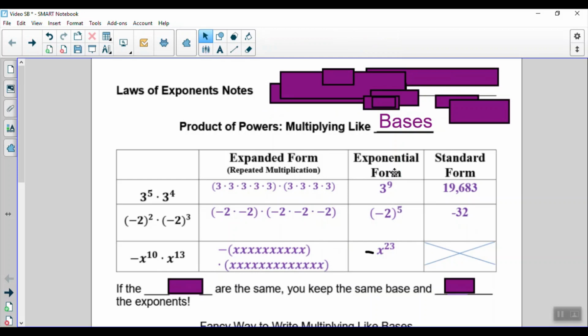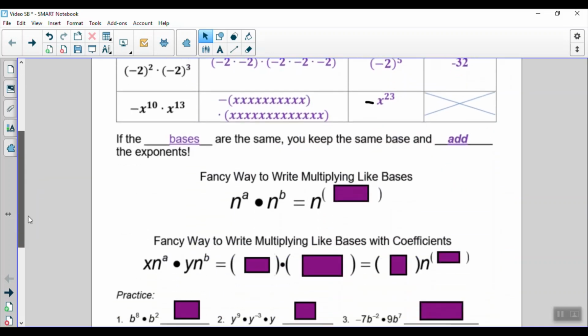Okay, so hopefully we saw a pattern in our exponential form so that we can jump straight to this. If our bases are the same, 3, 3, negative 2, x, x, those are the same bases, you keep the same base over here, and you add your exponents. 3 plus 4 is 9, 2 plus 3 is 5, and 10 plus 13 is 23. So we don't have to write this whole middle part. We can if it helps you, but we can use our rule to jump straight to our answers over here. Okay, so let's do some practice here.